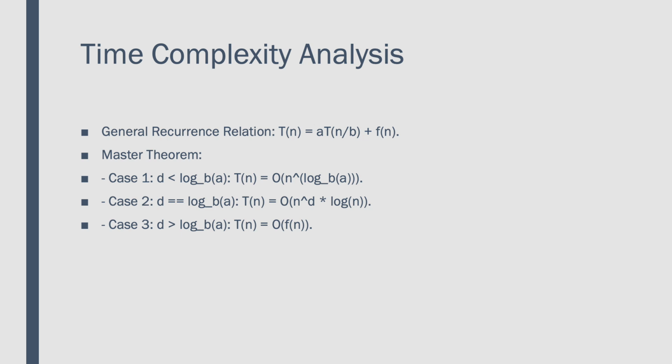The third case is non-recursive work dominance. If f(n) grows faster than the recursion, the overall complexity follows f(n), and the condition is d is greater than log_b a. In the example we had, the dominant term is O(n^2), making it the final complexity.